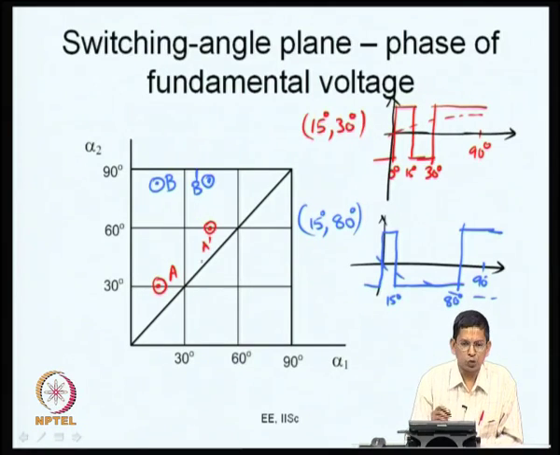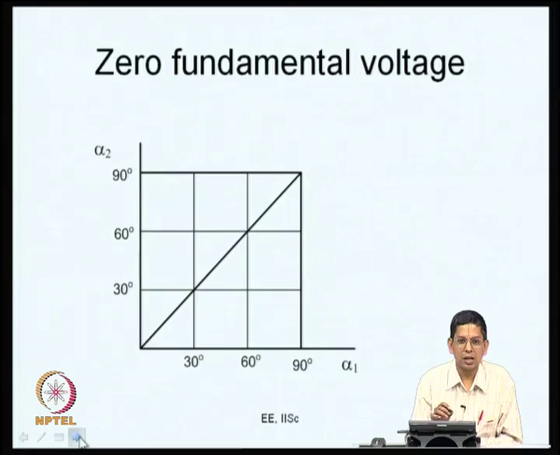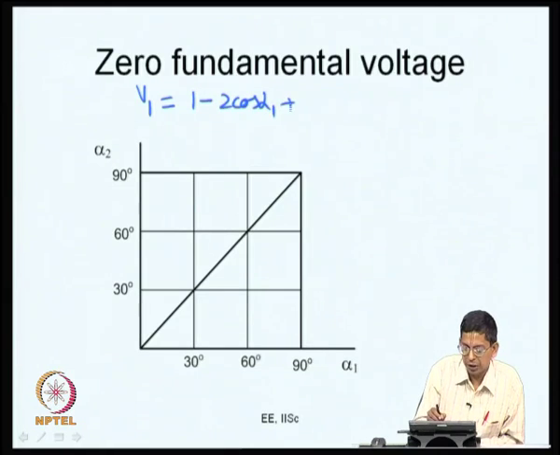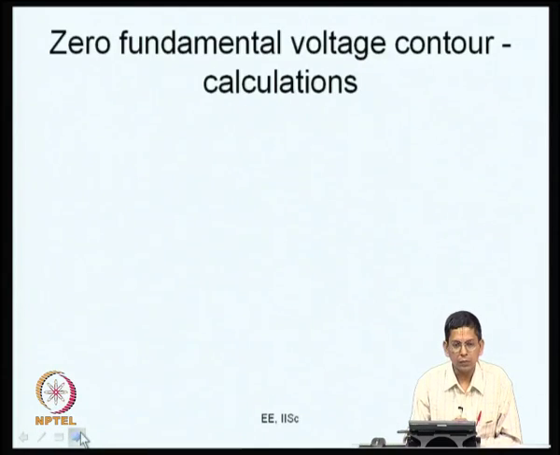So, in between these two, you must have a line somewhere along which the amplitude of the fundamental voltage is 0. Let us just look at that, because that could be the start of our exercise on controlling the fundamental voltage. Let us say I want the fundamental voltage V1 to be equal to 0. What is my V1? V1 is equal to 1 minus 2 cos alpha 1 plus 2 cos alpha 2. This is the fundamental voltage, I want it to be 0. Let us see what we can do to get this now. So, let us do a few calculations to do that now.